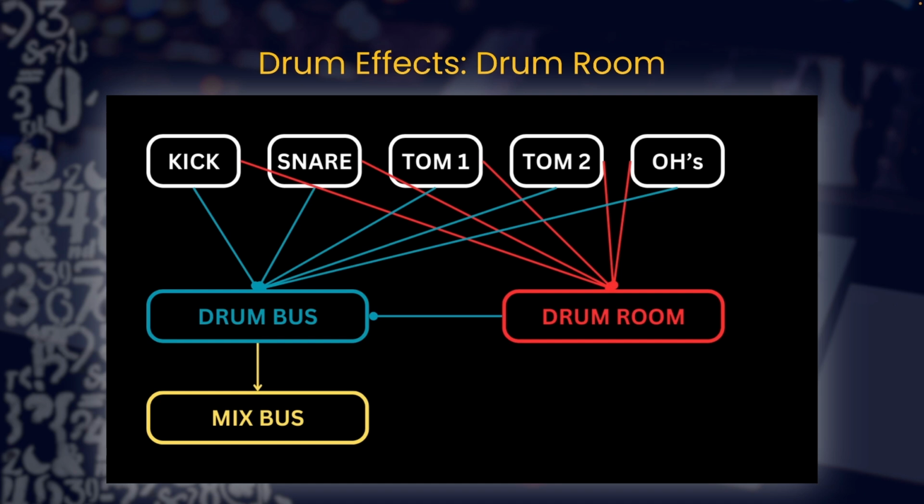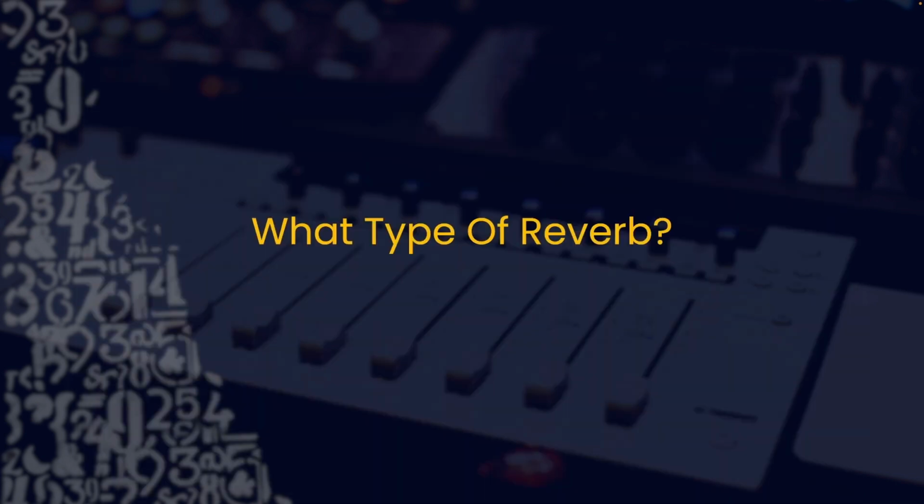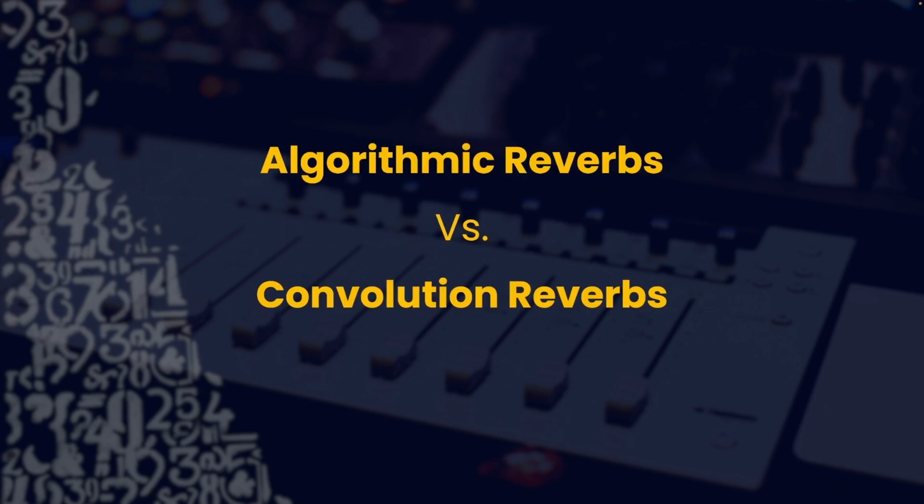And then inside of the drum room, we're going to have our drum tracks obviously going to this room, which is going to be a room reverb. So we want to intentionally use a specific room reverb because this is going to emulate a real space that we're used to hearing, like a studio, a live room, something similar to that. There are two types of reverbs that exist in the DAW and plugins. And these are algorithmic versus convolution reverbs. So algorithmic reverbs is essentially, as the name would imply, just an algorithm.